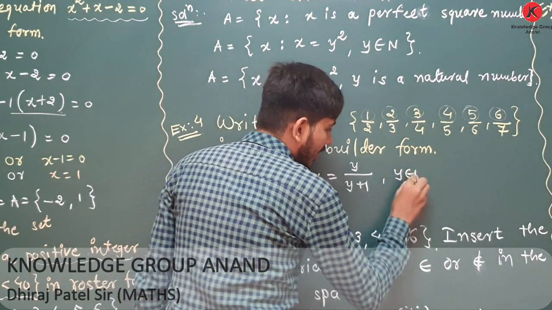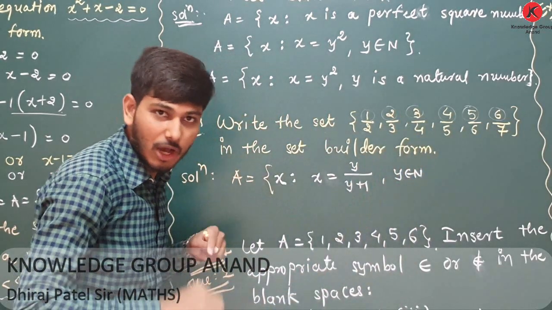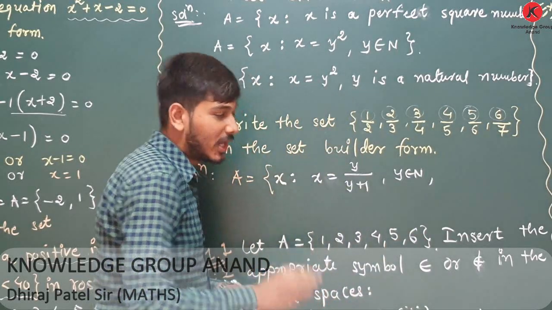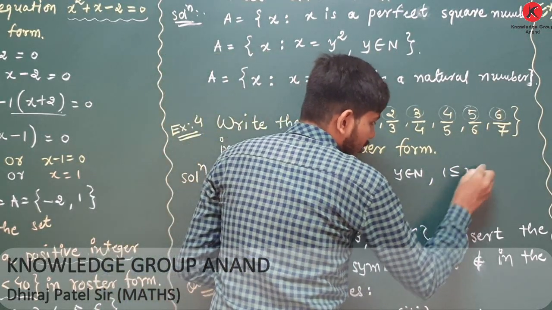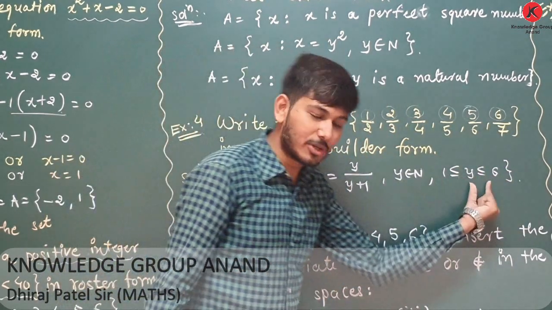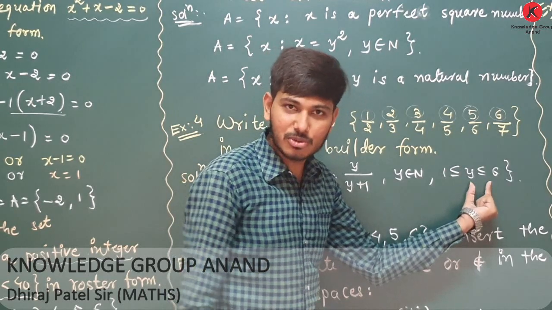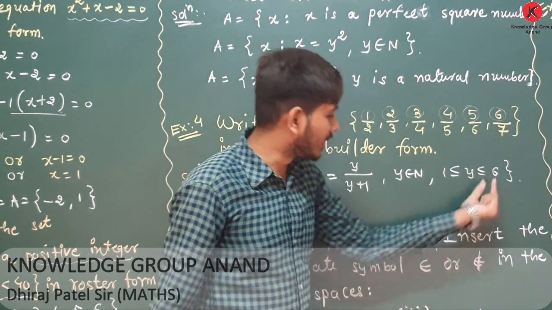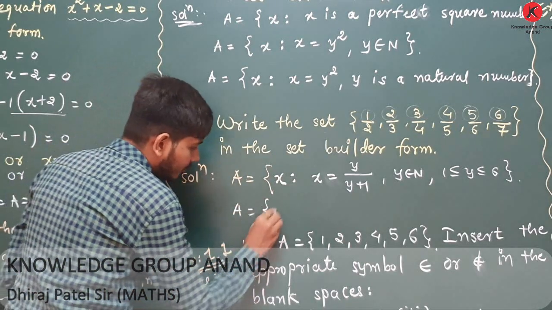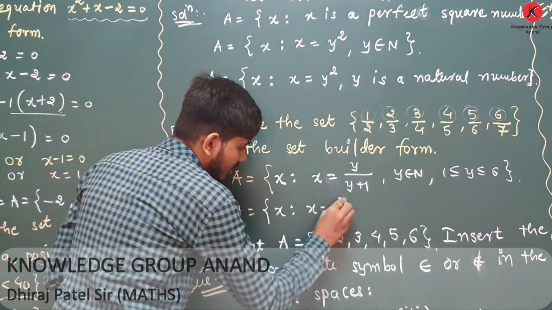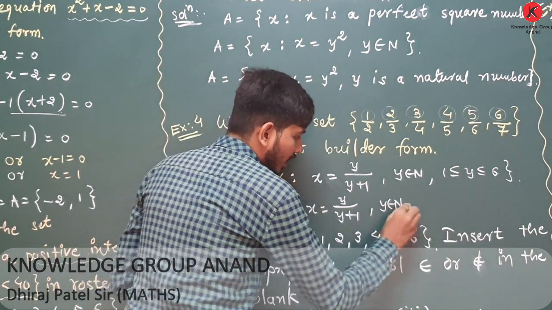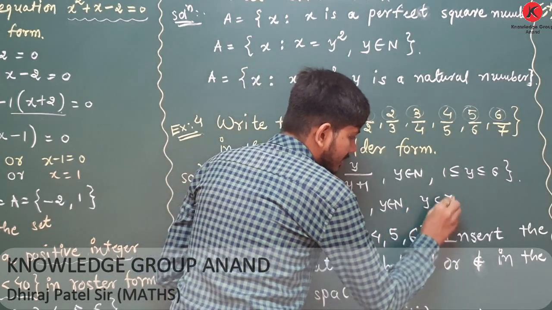Therefore we have to mention the condition y belongs to N, as 1 less than or equal to y less than or equal to 6, or you can write y less than 7 also, y less than or equal to 6 also. Okay, you can also write like this. Therefore we can write this solution set as x such that x is equal to y upon y plus 1, where y belongs to N and y less than 7.